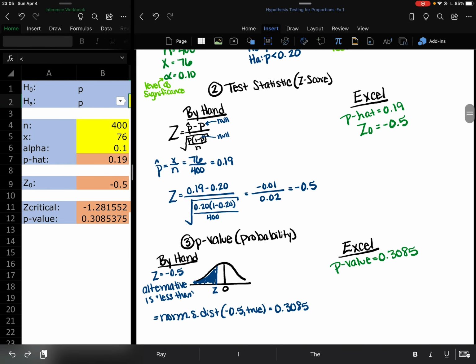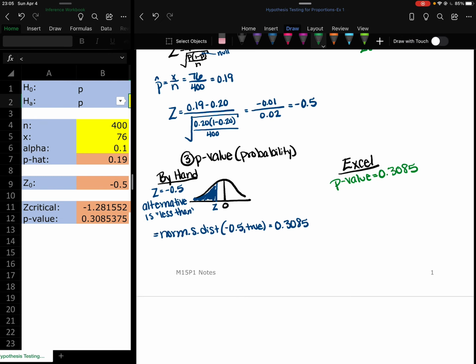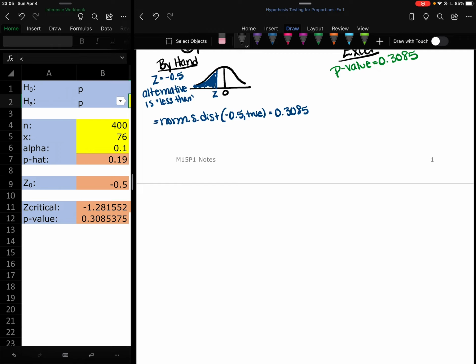So I have my null and alternative, my test statistic. I did it by hand and I used Excel. You can do either or. You don't have to do both. Do it by hand if I tell you to. If I don't tell you to, please use Excel. P-value, again, you can do it by hand or using Excel. If I tell you to do it by hand, you must do it by hand. Otherwise, please use Excel. So then the last thing we have to do is come up with our conclusion and interpretation. So the conclusion, well, let me write this down first.